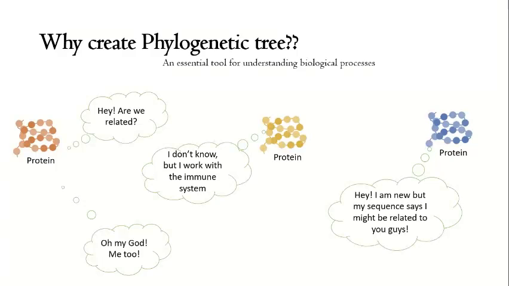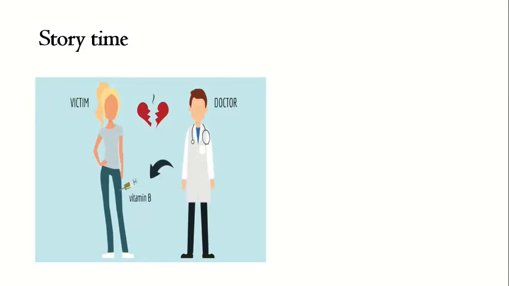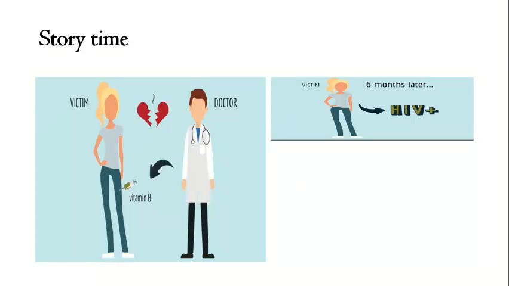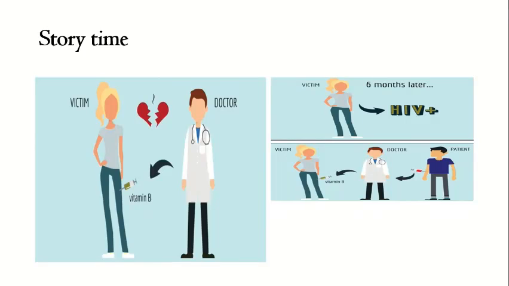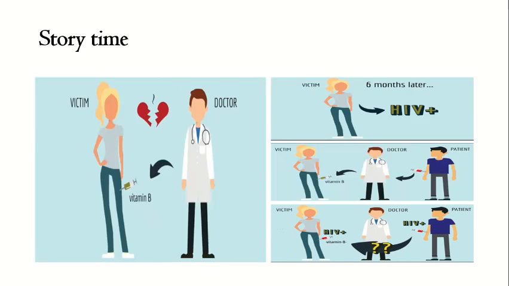Or you can use phylogenetics as a means to solve some crime. So let's enter story time. In 1994, a doctor had a breakup with one of his ex-affairs. And some time later, the doctor administered a vitamin B injection to the patient, or in this case, we will call them the victim. The victim developed HIV 6 months later, and it was found that the day the doctor gave the vitamin B injection to the patient was the same day he had taken a blood sample from an HIV positive patient. So could it be that the doctor intentionally administered the victim with blood that was taken from the HIV positive patient?